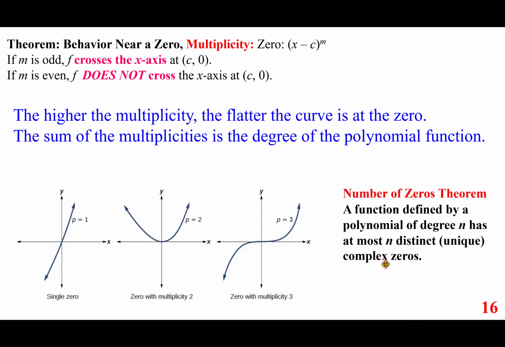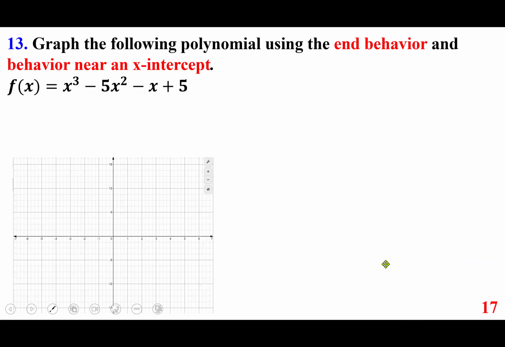So there's a lot of information here. Now, I'm going to use that to graph a function. For example, I'm going to graph the following. And we're going to use the end behavior and behavior near an x-intercept. Ultimately, you need the x and y-intercept if need be.